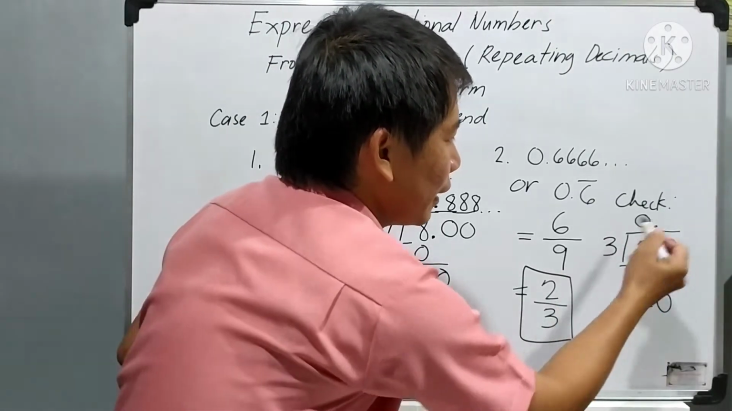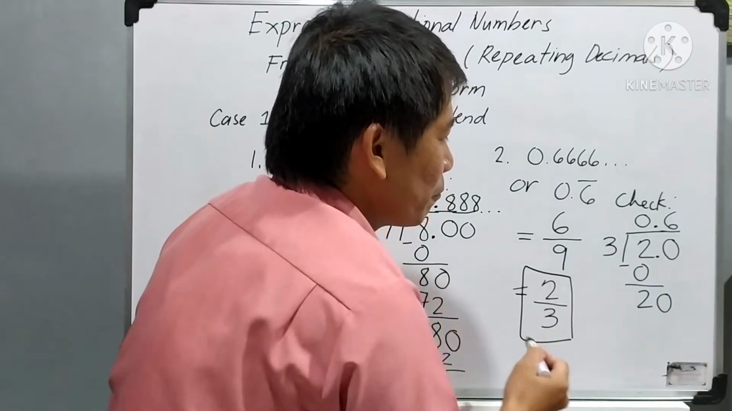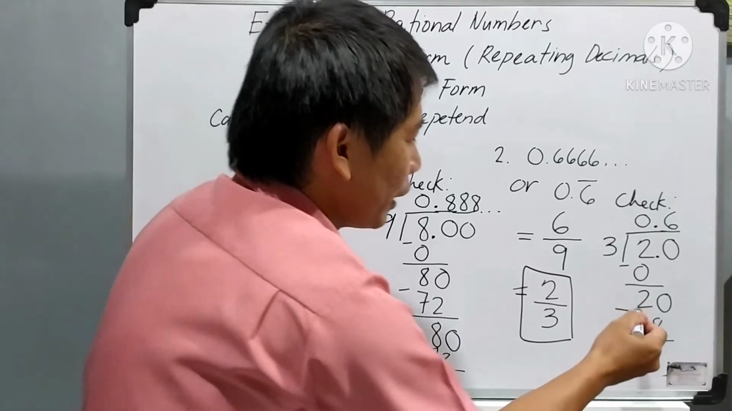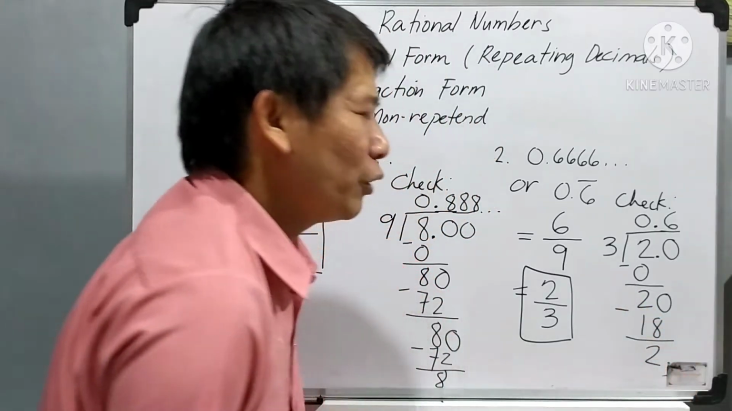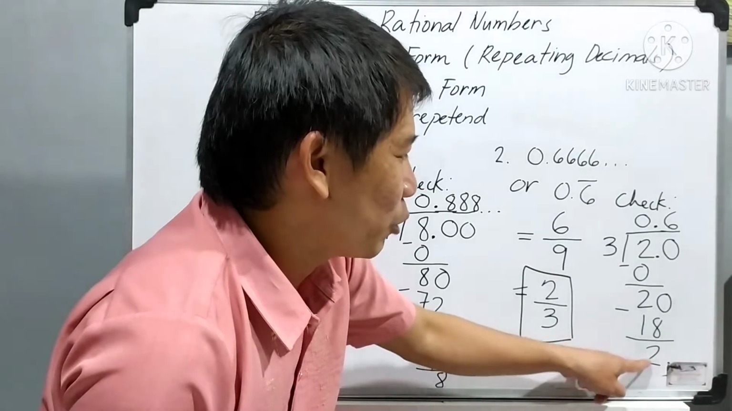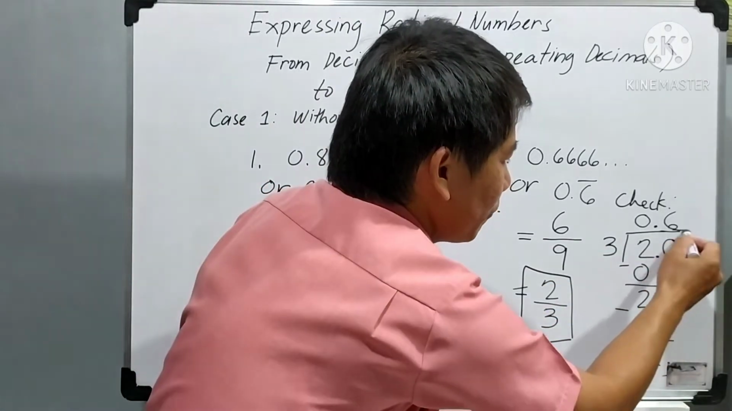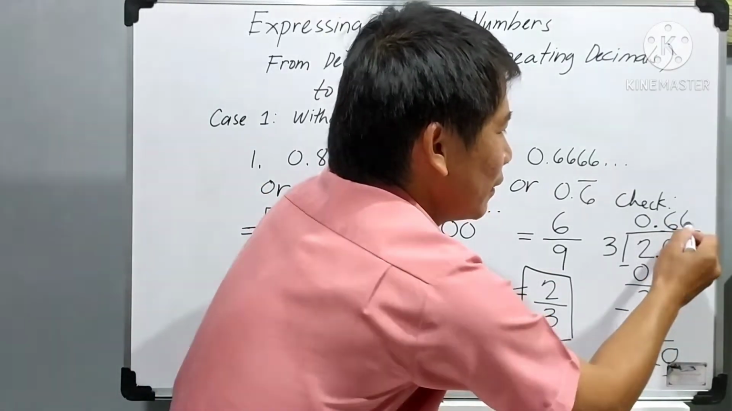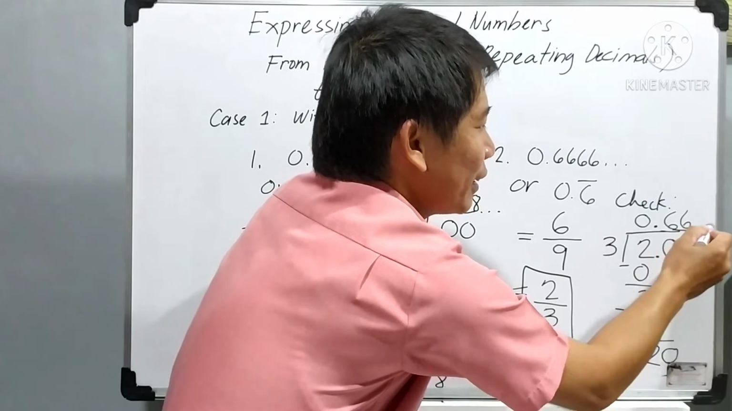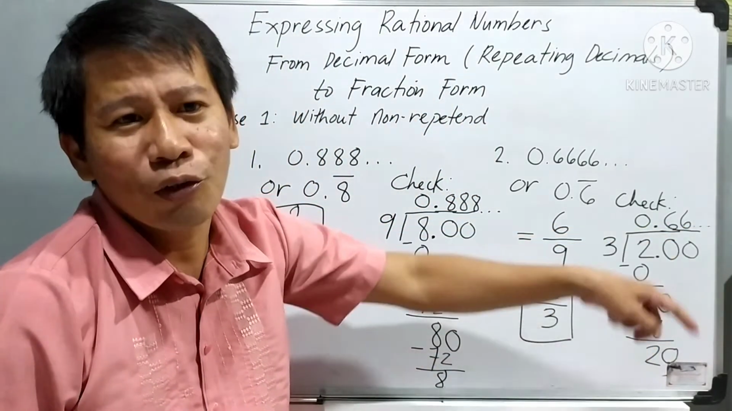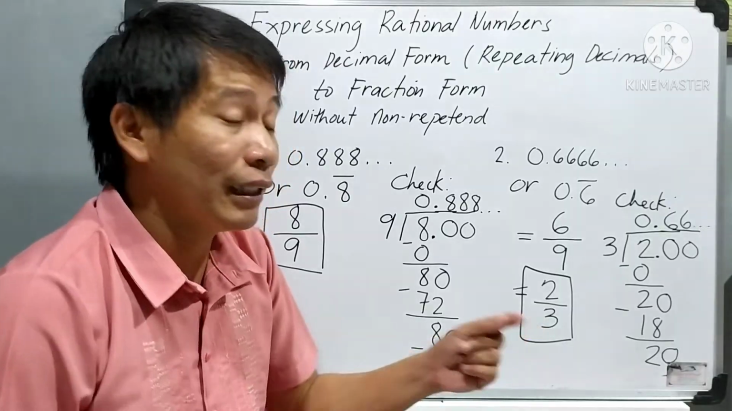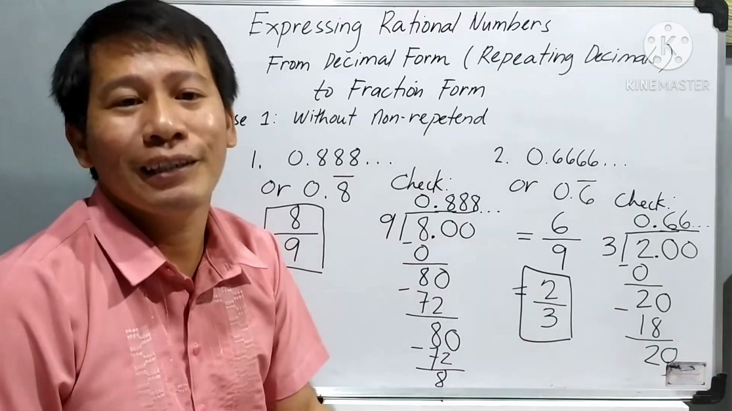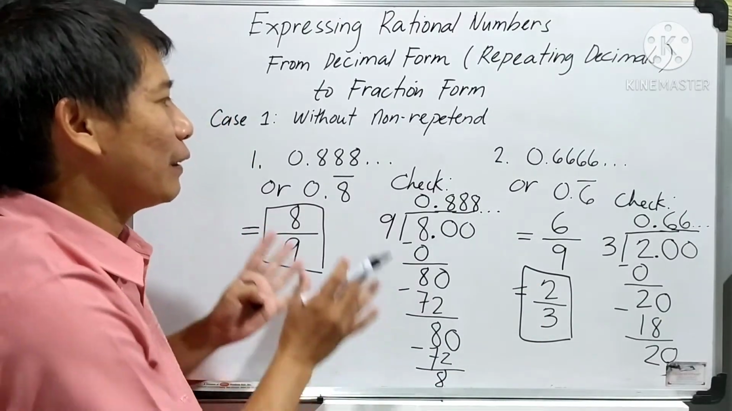So, 20 divided by 3 is 6. 6 times 3 is 18. Subtract 20 minus 18, the answer is 2. So, napansin ninyo, 2 na naman siya. So, pag tinuloy natin, we add 0 here. We bring down that 0. 20 ulit. Divide by 3. 6 na naman. So, ibig sabihin, uulit lang ng uulit yung ating quotient. So, what does it mean? 2/3 is the equivalent fraction of 0.6 repeating decimal. So, yan po yung ating case 1.